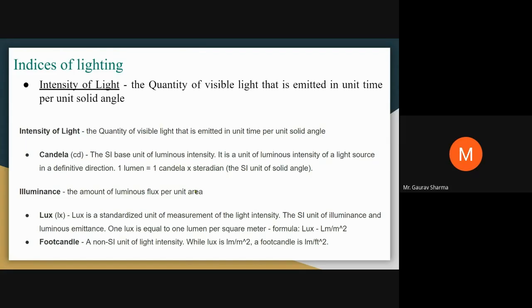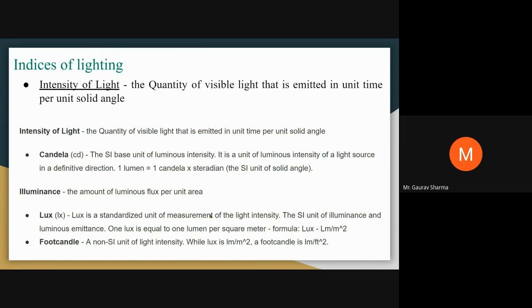Now if we talk about illuminance, that is that particular terminology when we consider the light on the unit area. Now that is not the unit. The unit is what? Lux and the foot-candle. So if you are considering the light on a distributed area, the unit will become what? Lux. So lux is a standardized unit. It is written as lx.